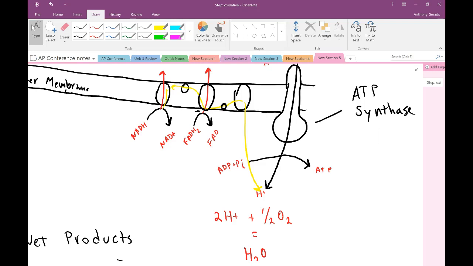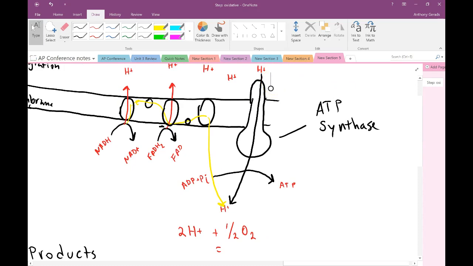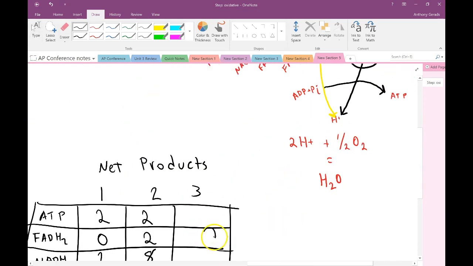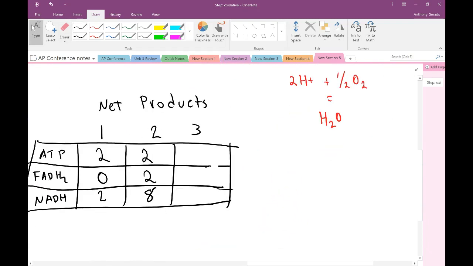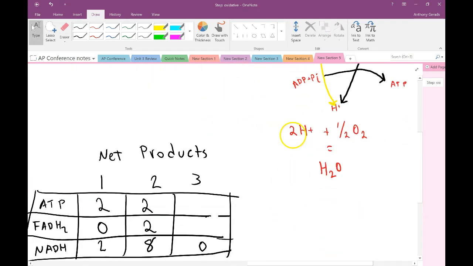In step 3, so step 3 that you see right here on the board, how many NADHs did I make? None. So right here, it would be none, because I didn't make any NADHs, I actually broke them down. How many FADH2s did I make? None. I actually broke them down. All right, so now what we've got to look at is the ATP. This is where it gets a little tricky. This one you cannot just look at it and count, okay?